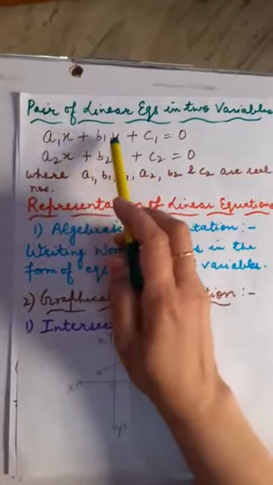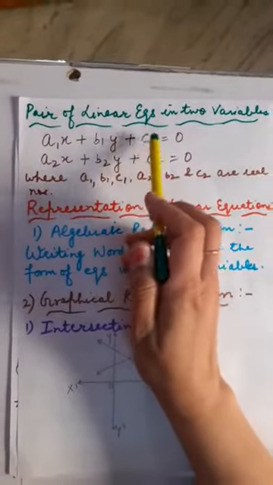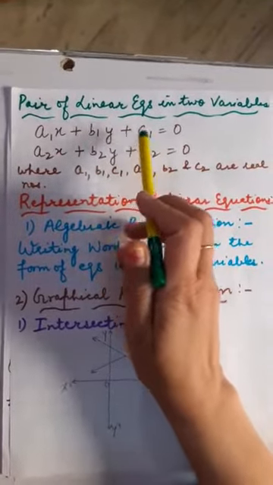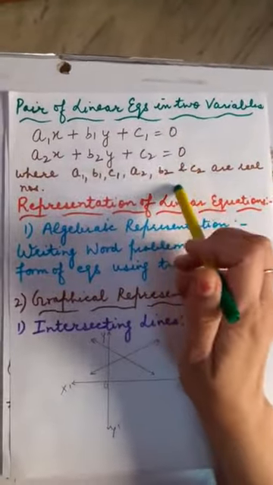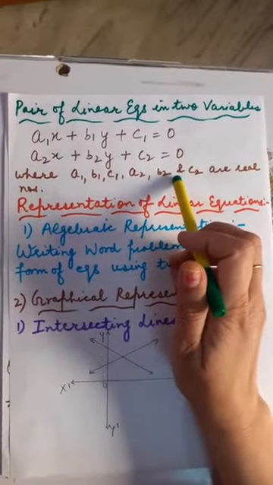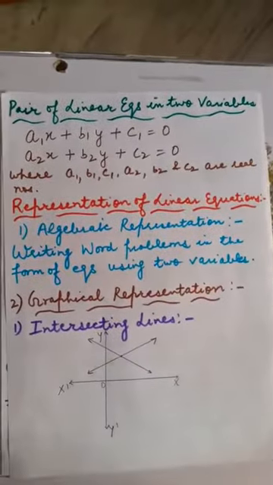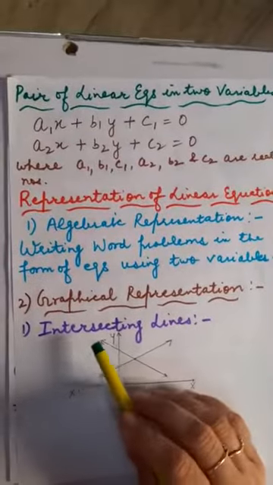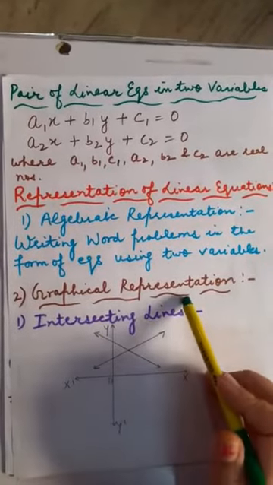Because there are variables, you can see x and y, you can see the constant term also, fine. So this is nothing but the, which representation I am talking about? Algebraic representation.